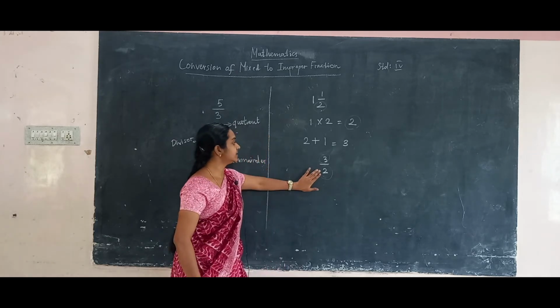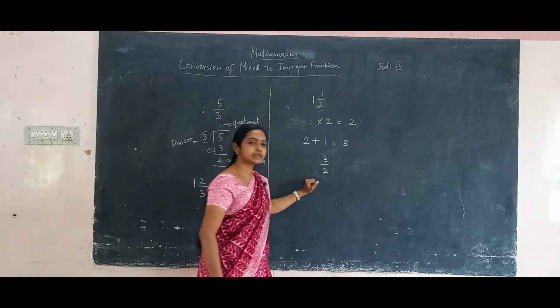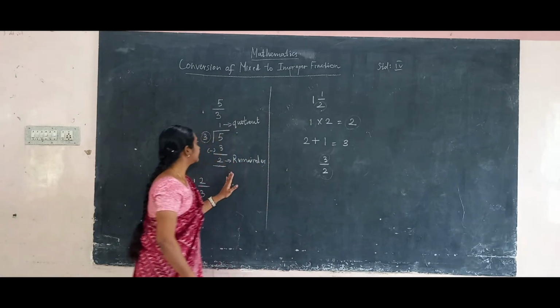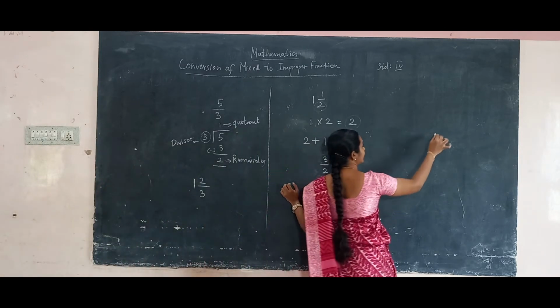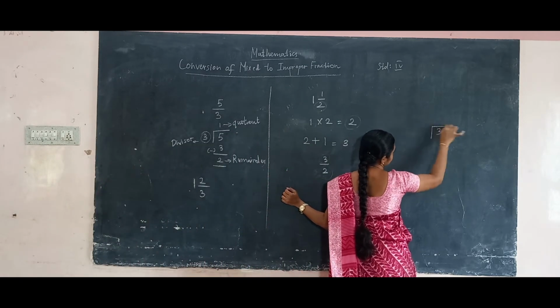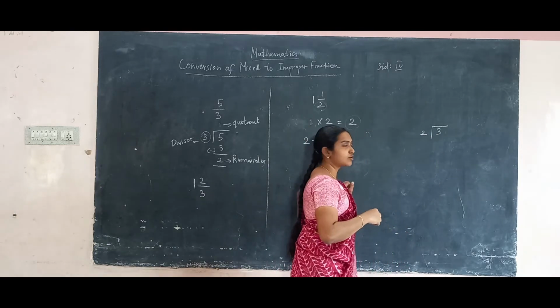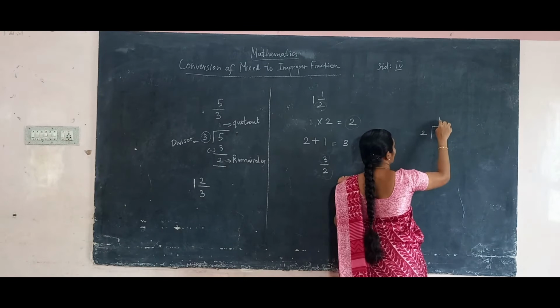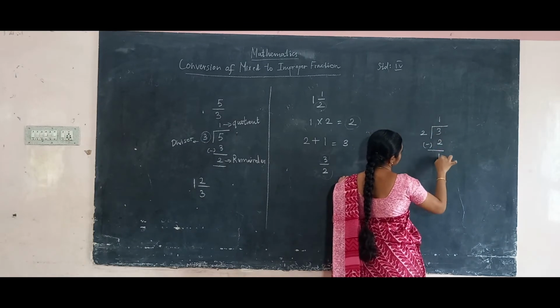Again, we can convert this improper fraction into mixed fraction. So, first step is we have to divide the numerator by the denominator. The quotient will be 1. 1 into 2 is 2. Now subtract. 3 minus 2 is 1.